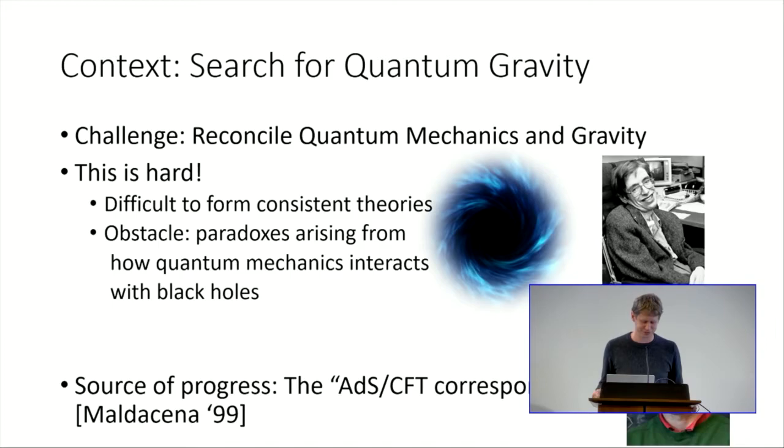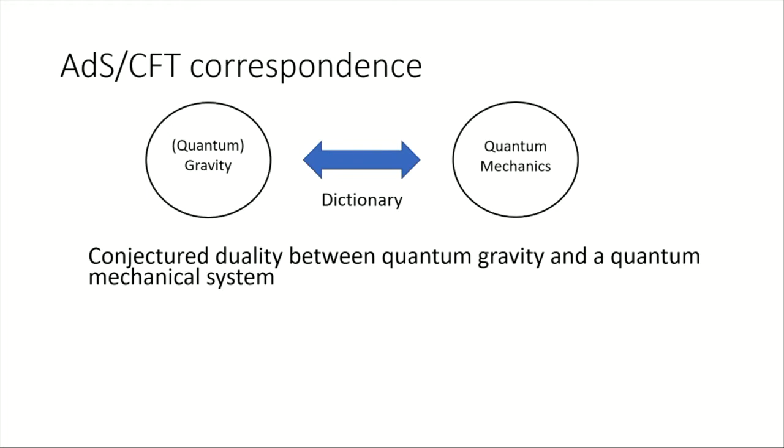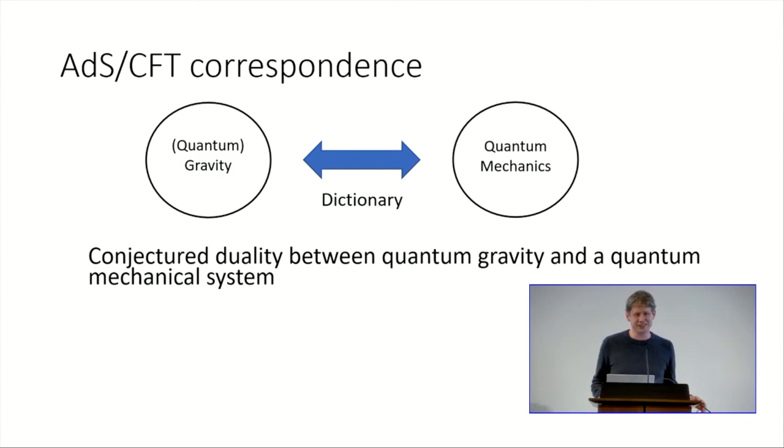But there has been some progress towards trying to define a theory of quantum gravity. One of these bits of progress has been the development of something called the AdS/CFT correspondence of Maldacena. What is this correspondence? Well, it's a conjectured duality between a theory of quantum gravity and a theory of quantum mechanics. The quantum gravity theory lives in something called anti-de Sitter space. The quantum mechanics theory is something called conformal field theory. That's where the name comes from. But for our purposes, just think of one side being gravity, the other being quantum mechanics.